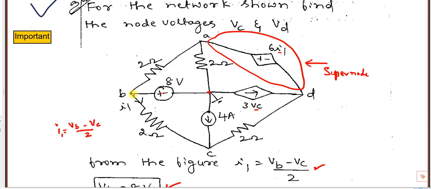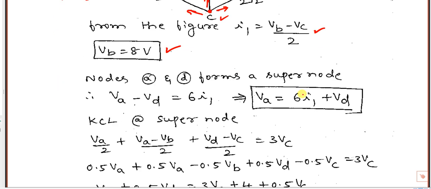I cannot apply KCL for B because there is a voltage source. I can apply KCL for node C, where three currents are going away. I cannot apply it for B, D, or A individually. But I can form a super node and now apply KCL for it. These two currents are from node A, and these two currents are from node D. So now let me see what to apply.